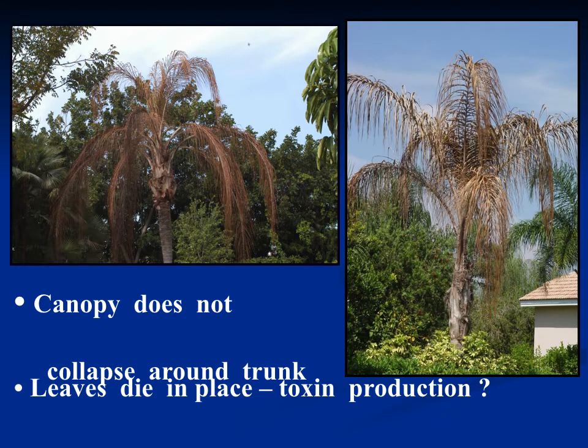The canopy typically does not collapse around the trunk. We're not exactly sure why. There's some theories that the fungus produces some sort of toxin that rapidly causes the cells of the xylem to decline and collapse. That's our best guess at this point in time.